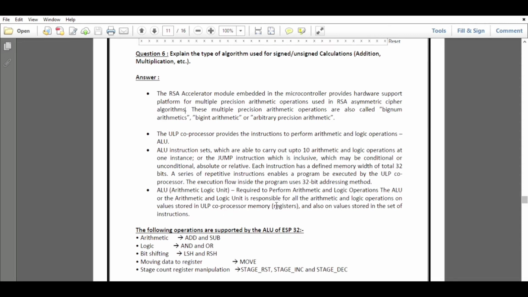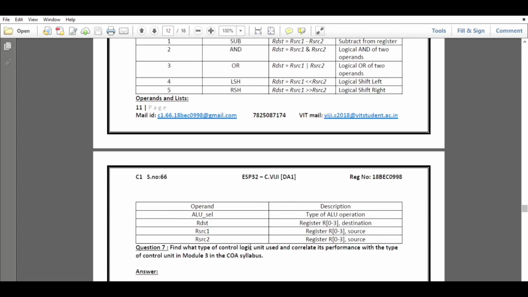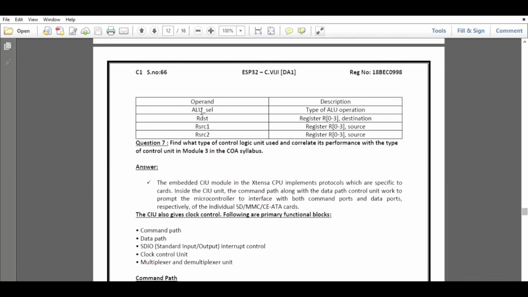the ULP coprocessor memory and also the values stored are the set of instructions. These are the operations of the ALU that are supported in ESP32: arithmetic, logic, bit shifting, LSH and RSH, moving data to register that moves the data to register, stage reset, stage increment and stage decrement, and ALU operations on registers. These are the addition, subtraction, AND, OR and LSH, RSH, that is logical shift left and logical shift right, and operand ALU select, RDST and SRC1 or SRC2 that are registers.